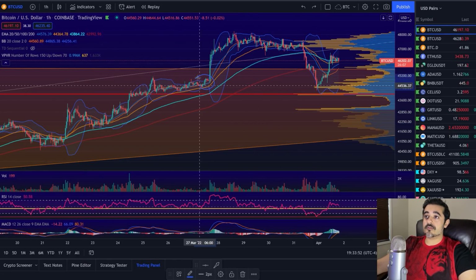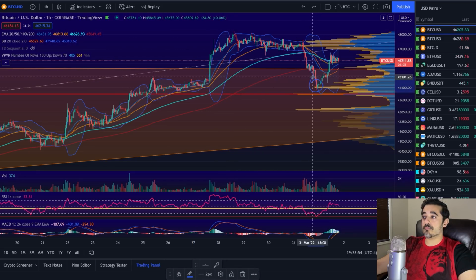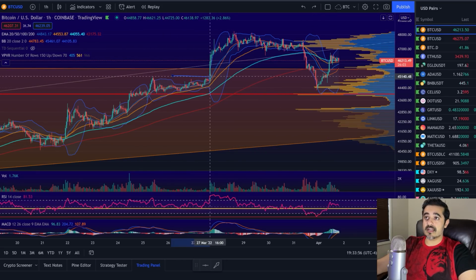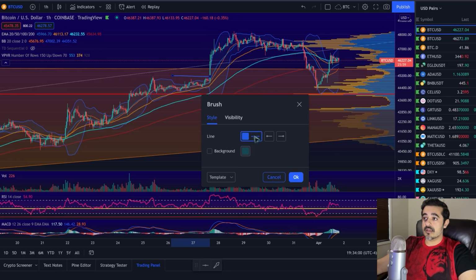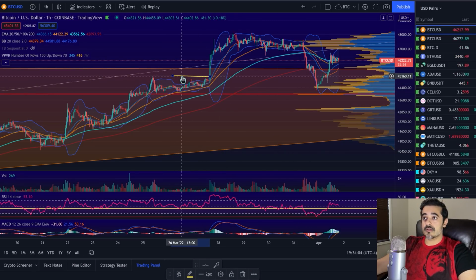So we flipped this resistance area here into support here. That's pretty interesting. And I got to change the color of this. I'm really sorry, I don't know why it's blue. It should be yellow because that's much easier for you to see. Okay, so we got that.